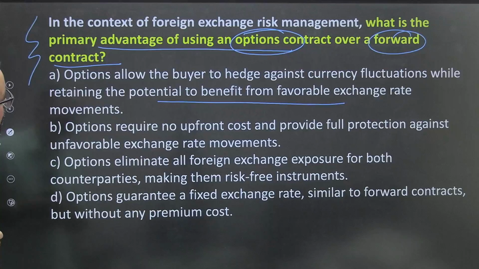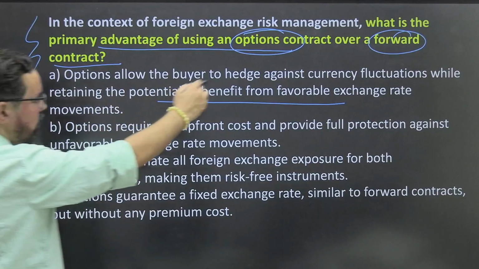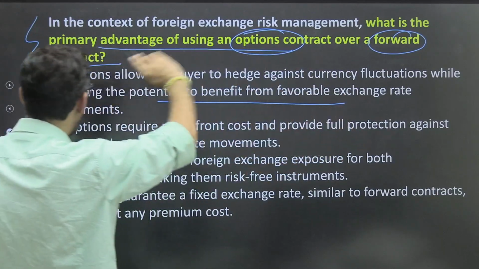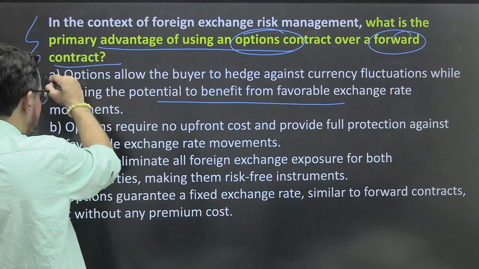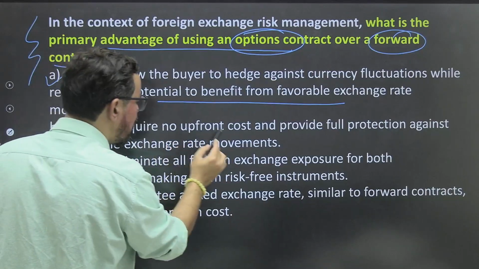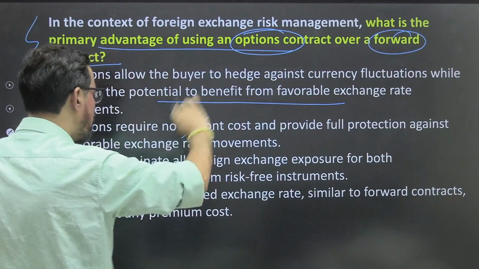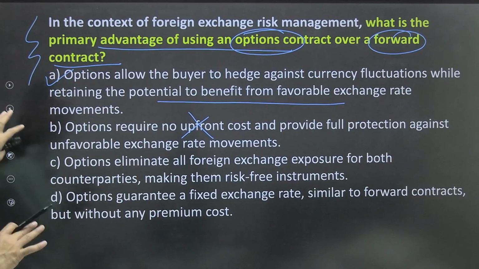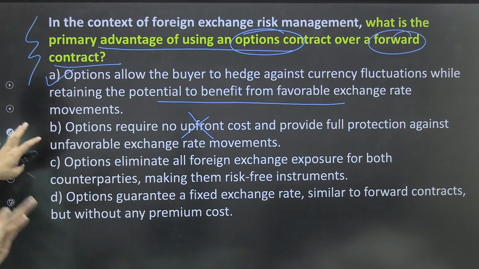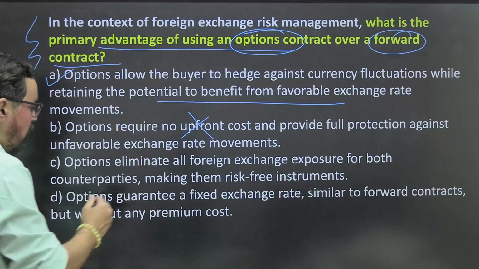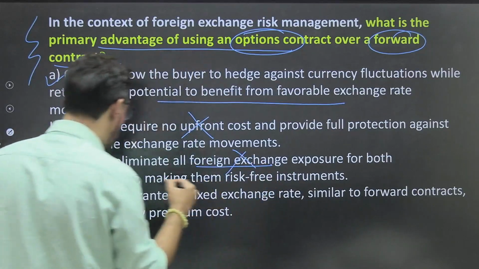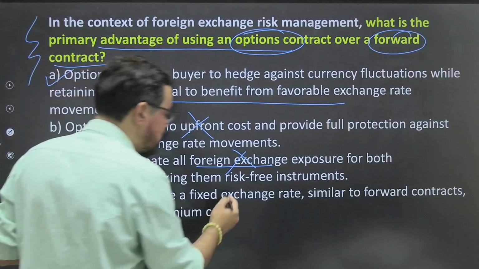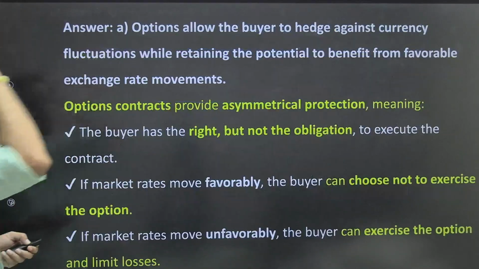Why are we going for this? In the context of foreign exchange risk management, what is the primary advantage of using options? So options allow the buyer to hedge against currency fluctuations while retaining the potential benefit. True. Options require no upfront cost? Forwards require no upfront cost. So basically, from what I can interpret, which option is correct? Options eliminate all foreign exchange risk? We cannot eliminate all of it. Options guarantee a fixed exchange rate? No. Option A only will be the right answer for this one.